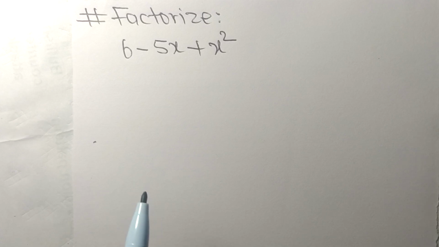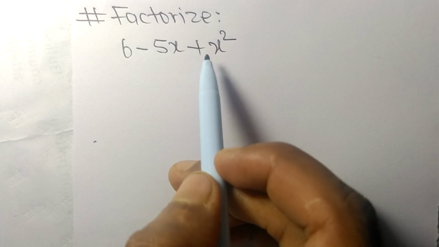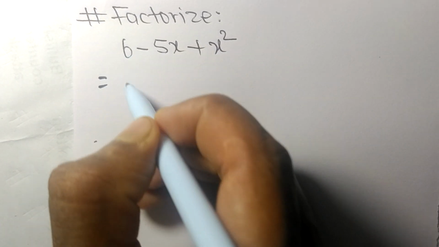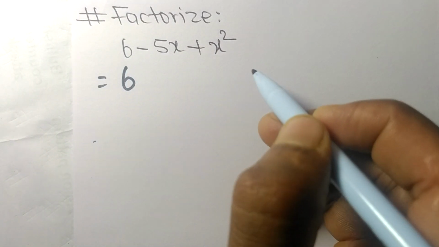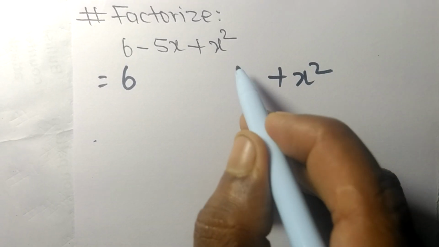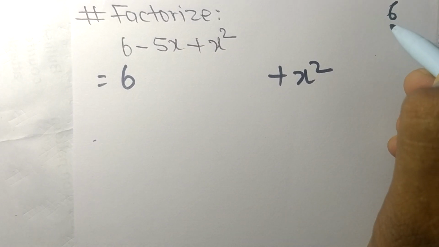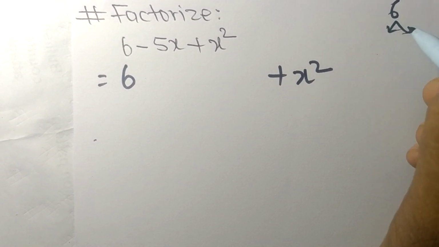So today in this video we shall factorize 6 minus 5x plus x square. So first expression 6 and the last expression plus x square. So both are same. Now the number we have is 6, which we have to divide into two parts.